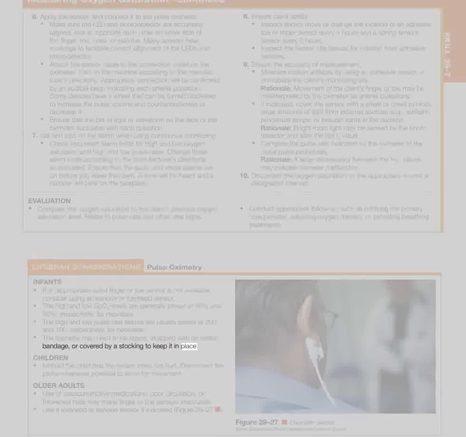Children: instruct the child that the sensor does not hurt. Disconnect the probe whenever possible to allow for movement. Older adults: use of vasoconstrictive medications, poor circulation, or thickened nails may make finger or toe sensors inaccurate. Use a forehead or earlobe sensor if indicated. Figure 29-27, oximeter sensor.